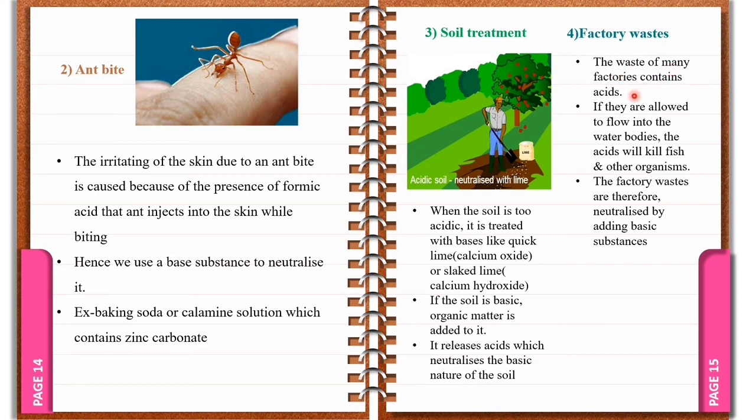Factory waste. The waste of many factories contains acids. If they are allowed to flow into the water bodies, the acids will kill the fish and other organisms. The factory waste therefore needs to be neutralized by adding basic substances. I hope it's clear for all of you. We have completed all the 6 topics of acids, bases and salts unit. We will summarize the whole unit in my next video.